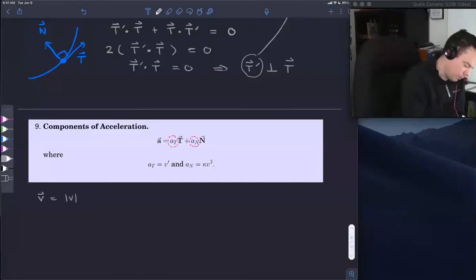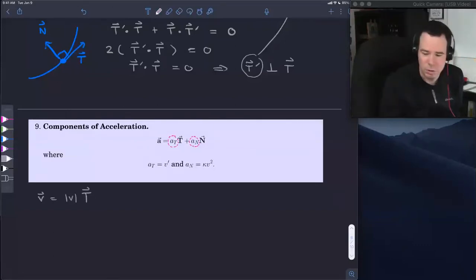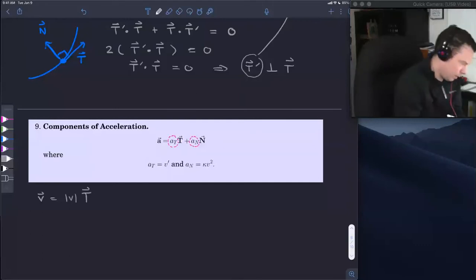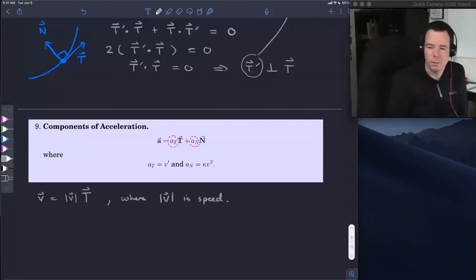The first thing I'm going to do is start with the fact that velocity is equal to the magnitude times the direction. This is a way we can break down what velocity is. The velocity vector is just the vector that points in the tangential direction and has magnitude equal to the absolute value of v. Here v, without the vector head, is speed. So I've just written the velocity vector as speed times the direction it's pointing in.